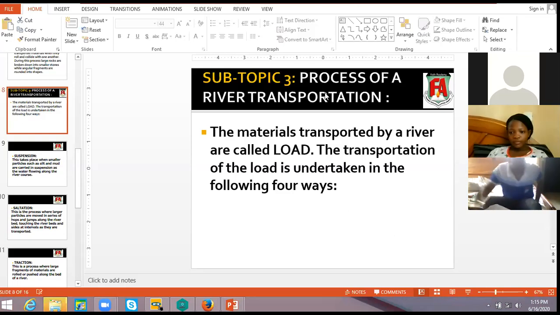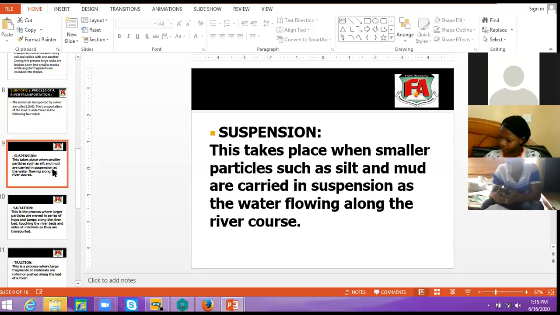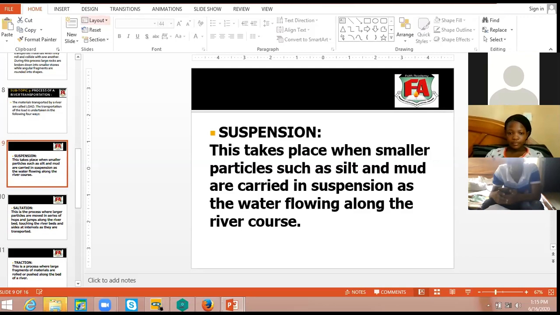Now, processes of river transportation in physical geography. We have 1, suspension. Suspension takes place when smaller particles such as silt and mud are carried in suspension as the water flows along the river course. Now, let me take you to the course of a river again. Materials are carried from the upper course. Some are deposited at the middle course, while others are finally deposited at the lower course.